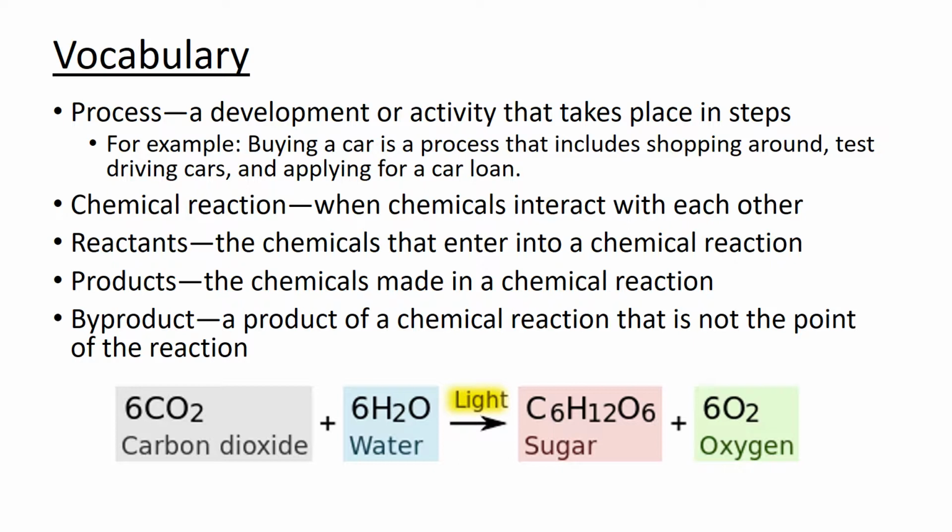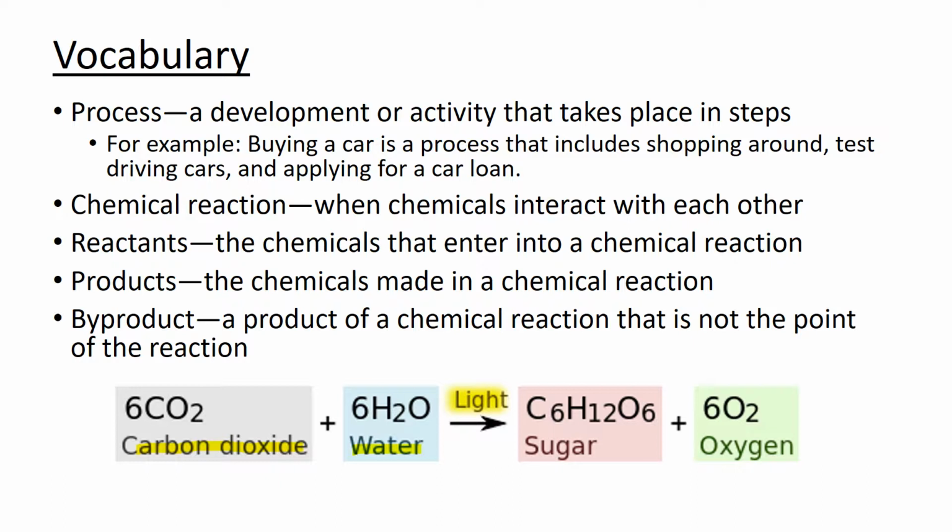Photosynthesis is also a chemical reaction. And a chemical reaction is just when chemicals interact with each other. And in a chemical reaction, you have reactants and you have products. The reactants in a chemical reaction are the chemicals that go into the chemical reaction. Down on the bottom, we have our chemical formula for photosynthesis. The carbon dioxide and the water, those are our reactants. Those are the chemicals going into the chemical reaction.